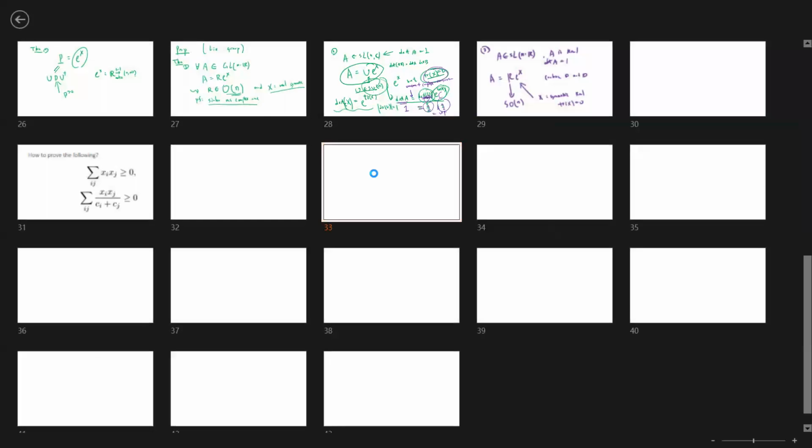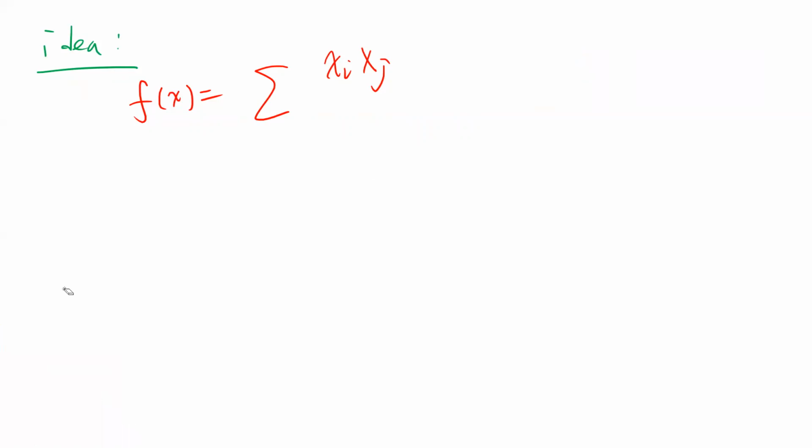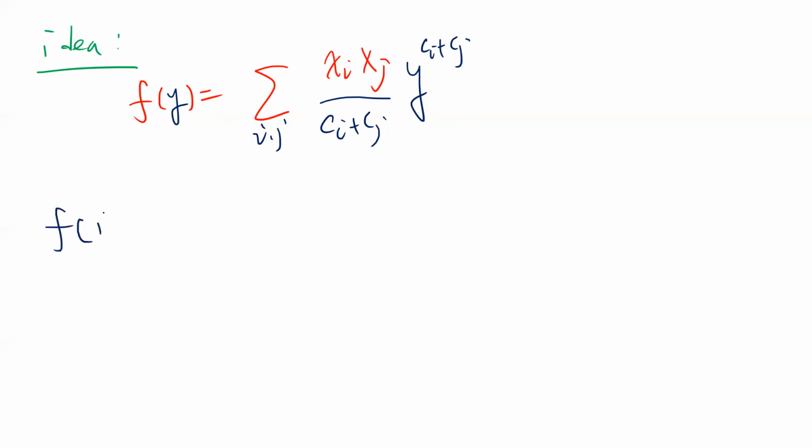Okay, so the idea is the following. Let's consider f of y, defined to be the summation of x_i x_j y to the power c_i plus c_j. Let's not use x, let's change the variable and use another variable, maybe y. Obviously this is a continuous function, and it is a differentiable function of y.